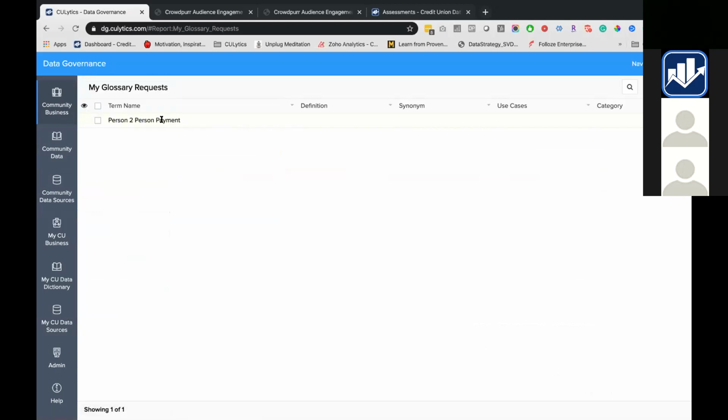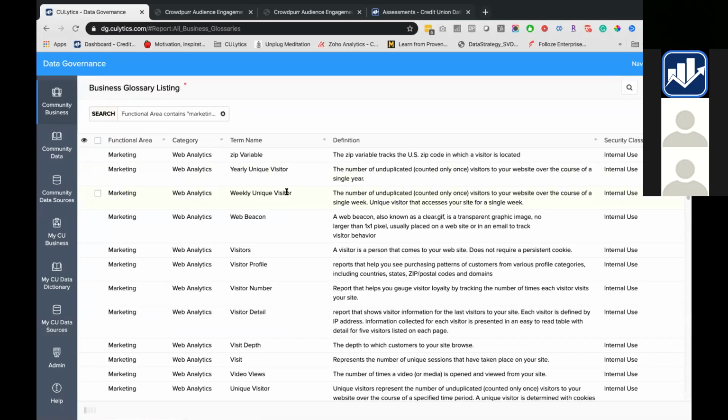For example, if I see that the term person-to-person payment is not available in the glossary, I can recommend this term, and the administrators are going to look at it. They may change the definition, or they may approve it as is. When it is approved, it gets added into the industry glossary listing.